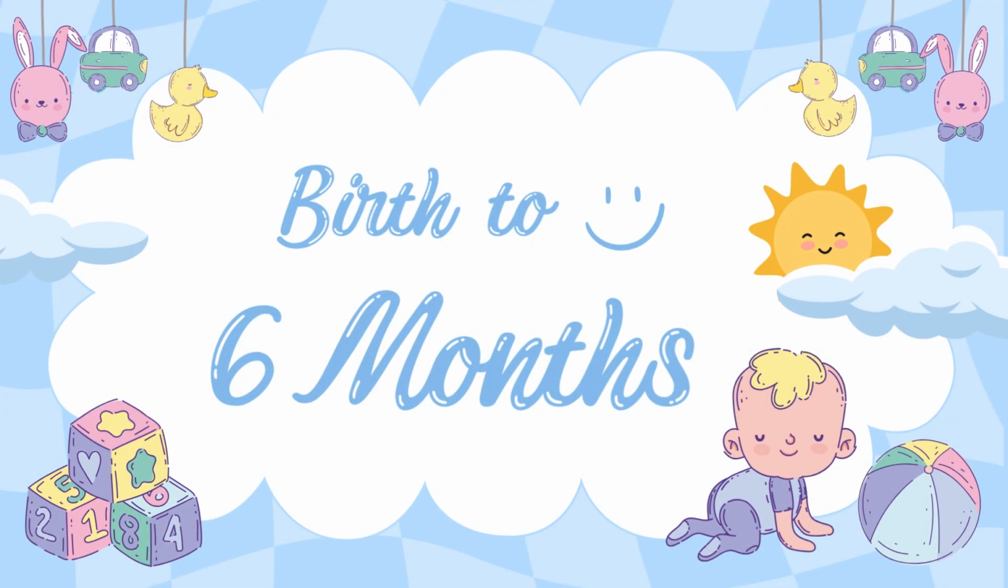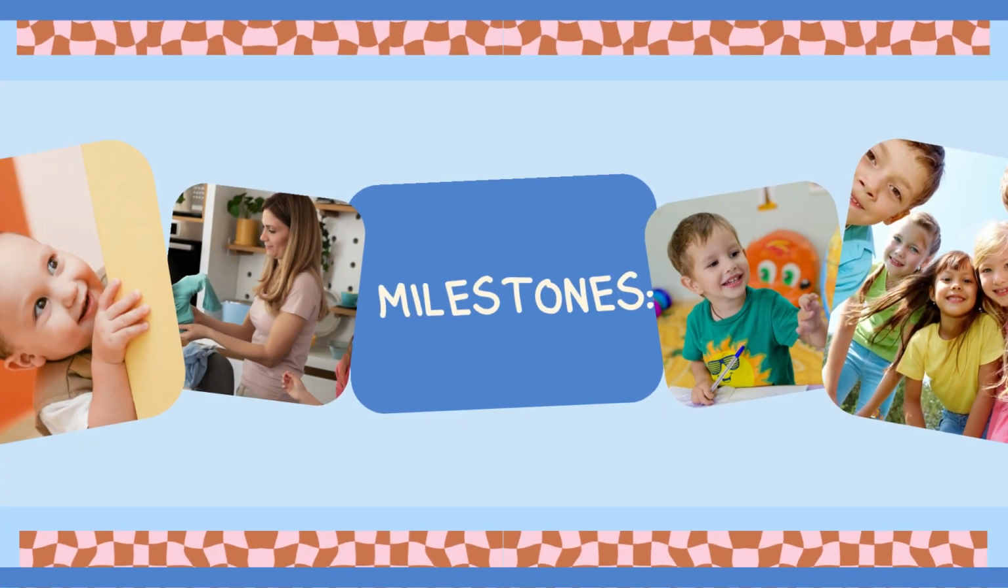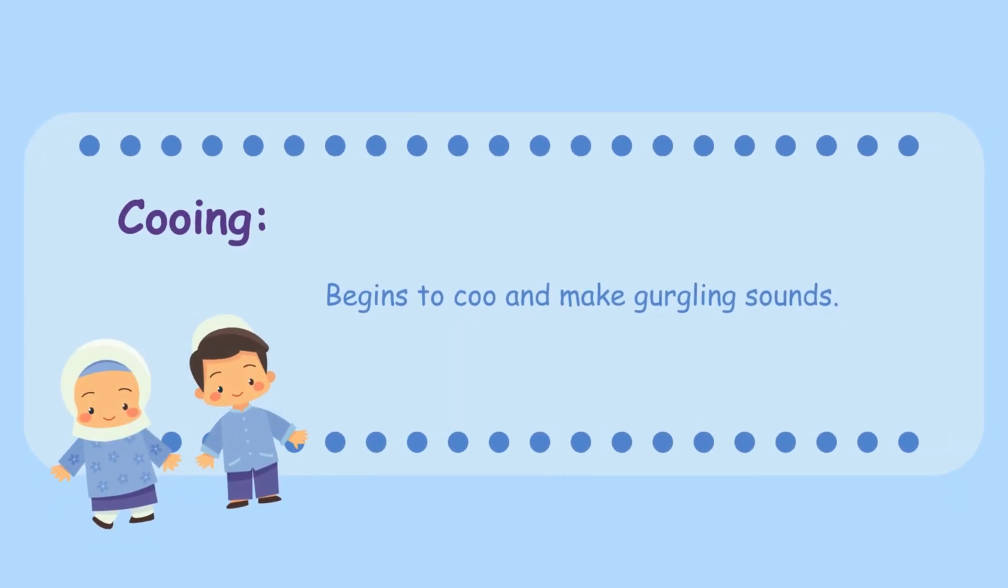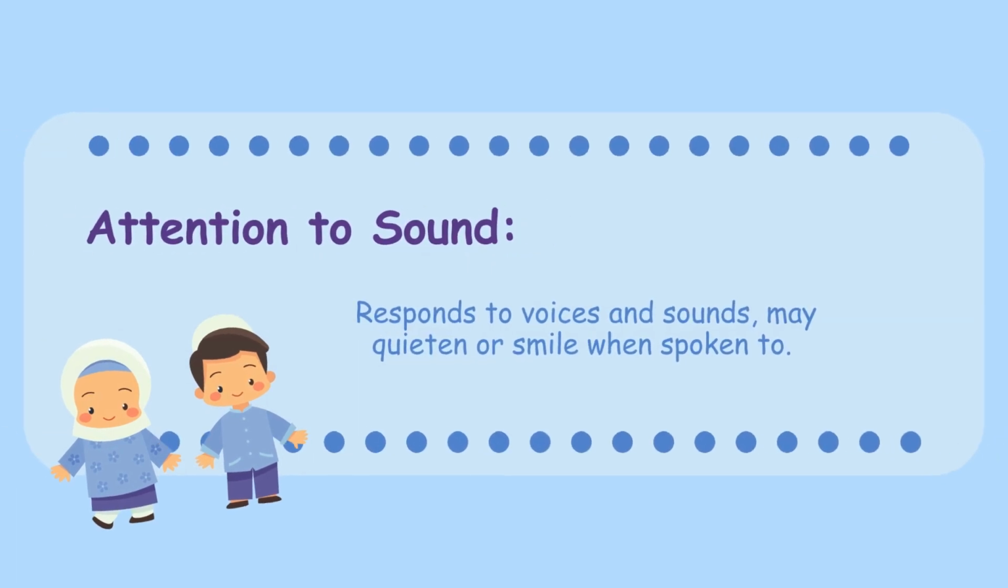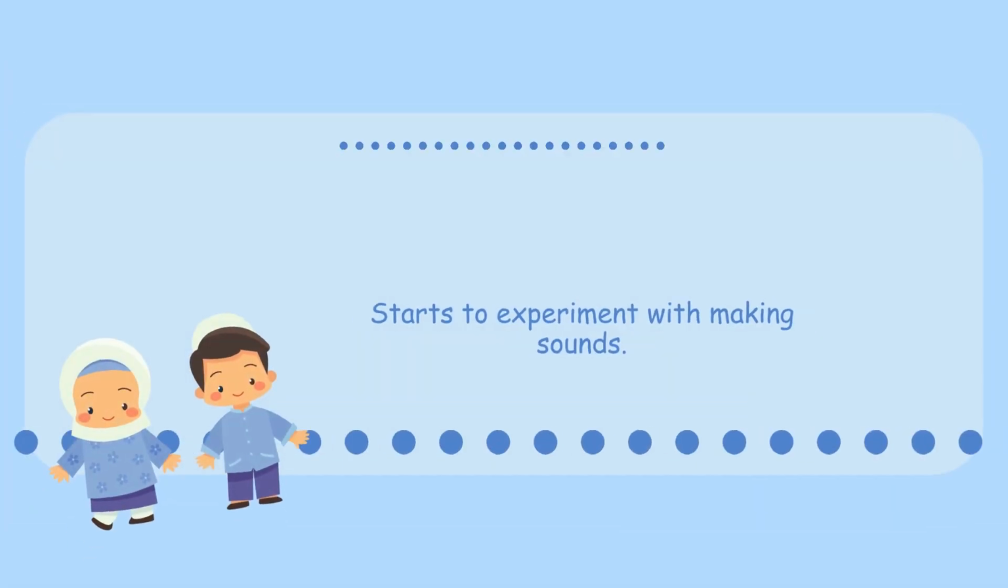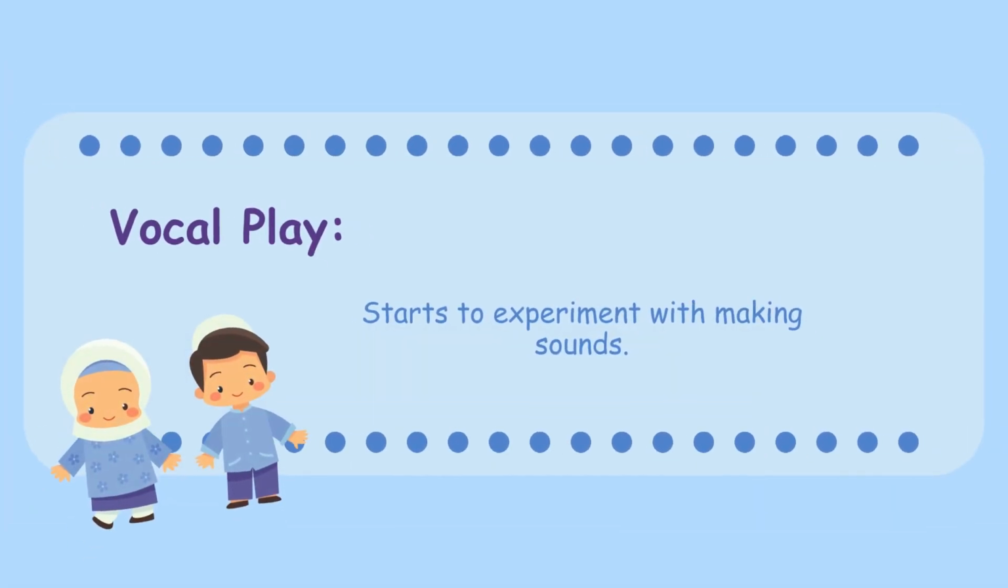Birth to 6 months milestones. Cooing: begins to coo and make gurgling sounds. Attention to sound: responds to voices and sounds, and may quieten or smile when spoken to. Vocal play: starts to experiment with making sounds.